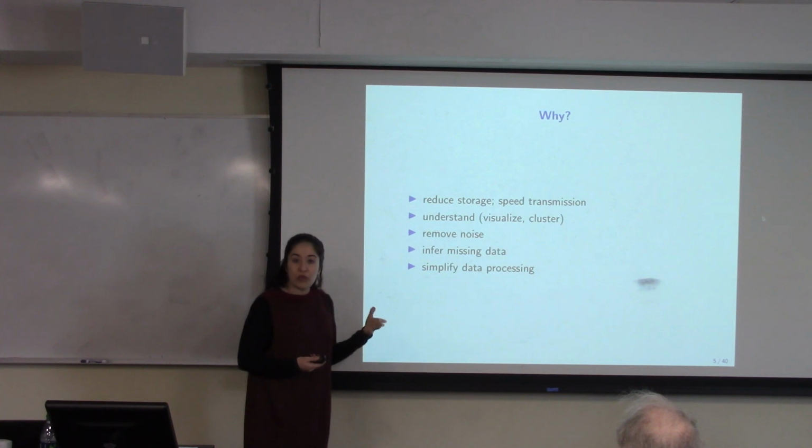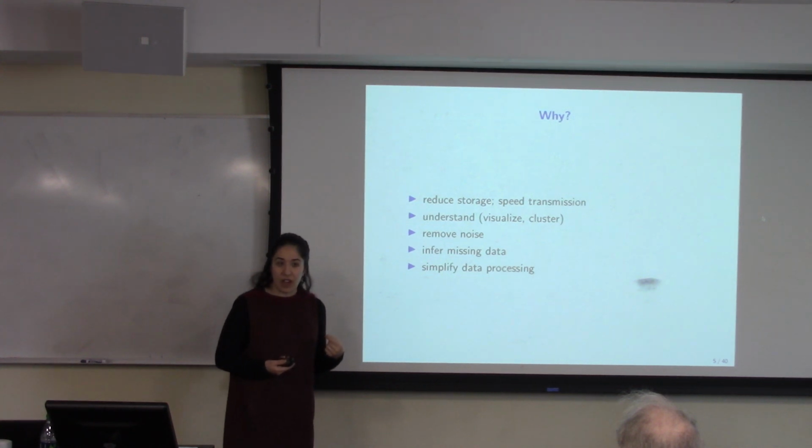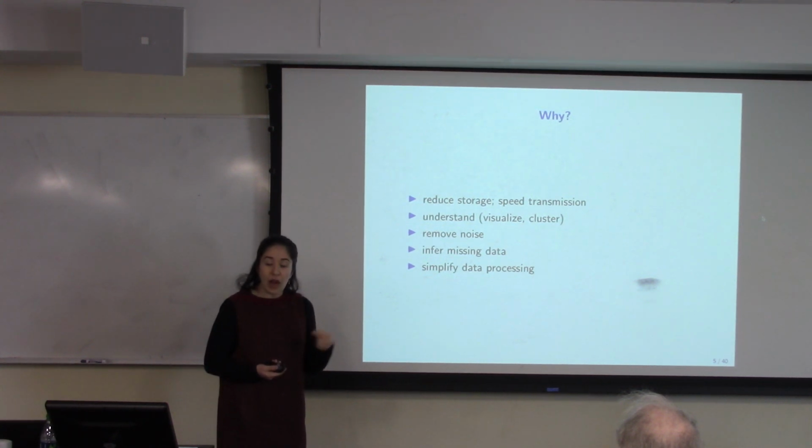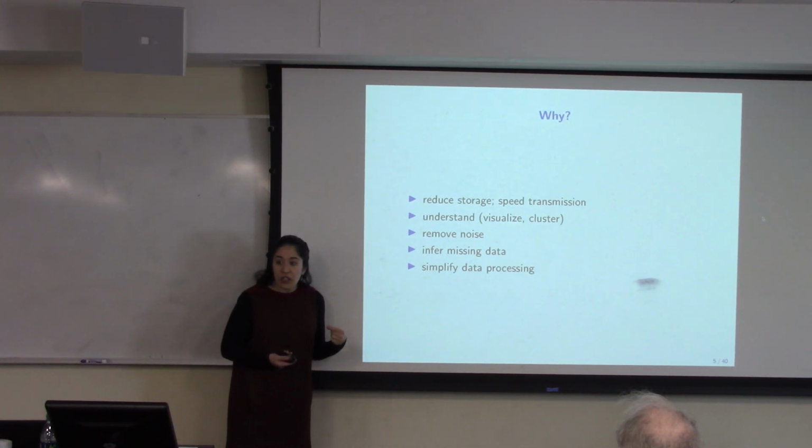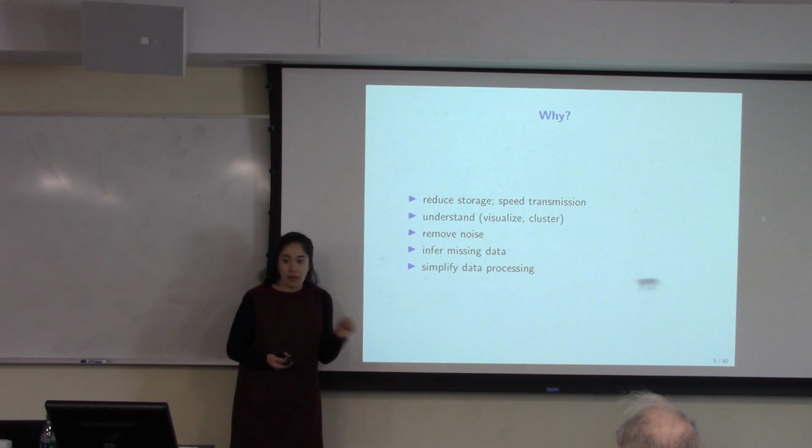You might be doing this to remove noise by looking at the entries of the imputed matrix X times Y rather than the original entries A. You might be doing this to infer missing data or simplify data processing. We'll see examples of all of these in this talk.